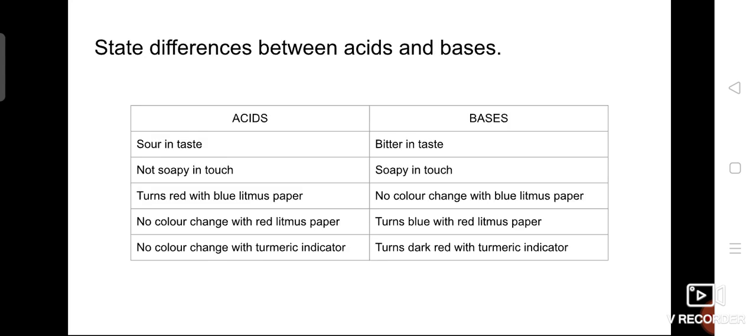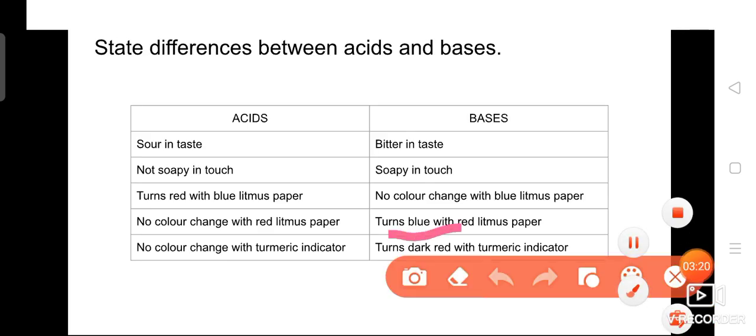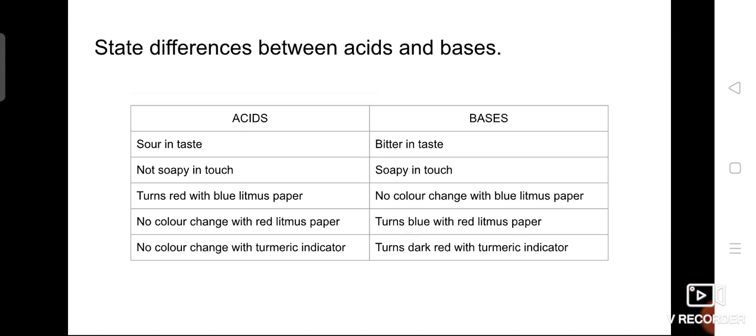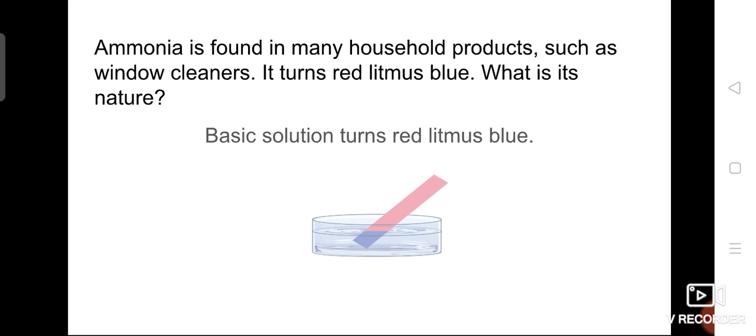Now we only discussed, red litmus paper turns blue. So if you use red litmus paper, it turns blue with which one? Bases. So the answer: basic solution turns red litmus blue. So ammonia is a basic solution, it is a basic substance, and we can find it in window cleaners.